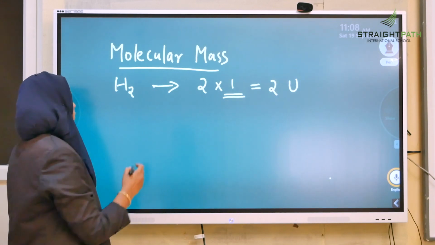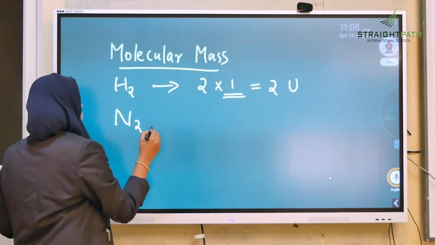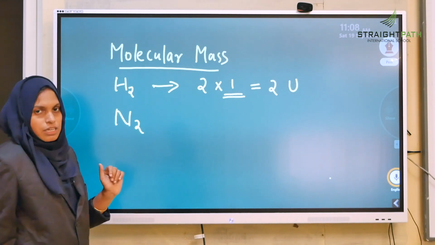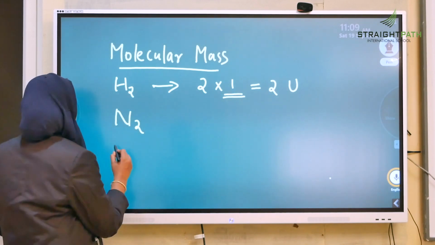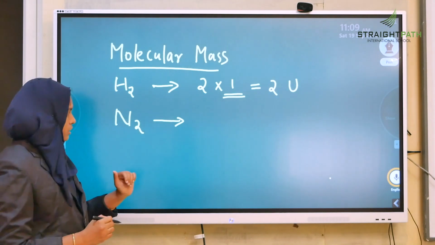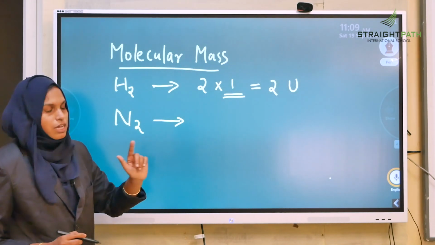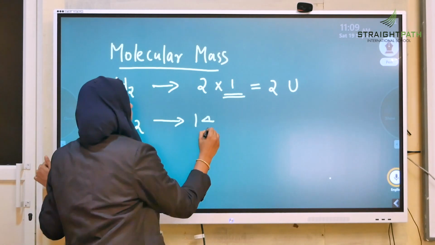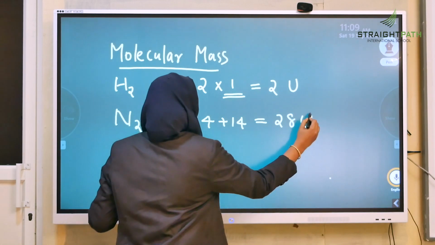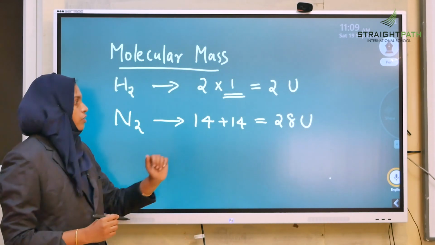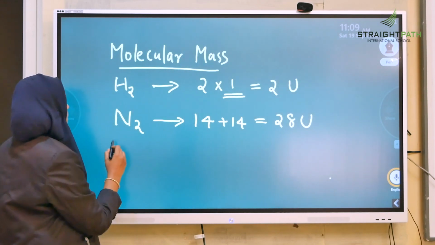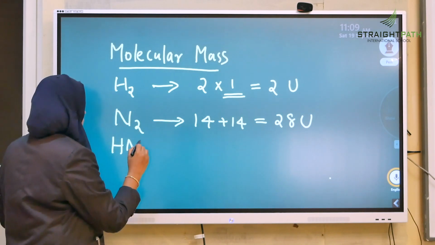Then next, we can discuss N2. See, N2 is an example of a nitrogen molecule, and the atomic mass of nitrogen is equal to 14. Here 2 atoms of nitrogen are there. So the molecular mass of nitrogen is equal to 14 plus 14, which is equal to 28 U. U is the unit of what? Atomic mass.